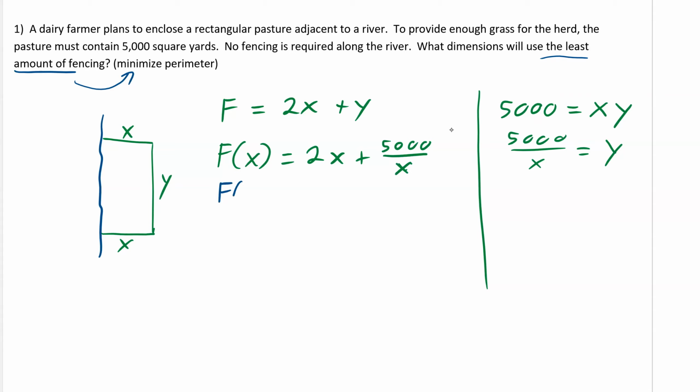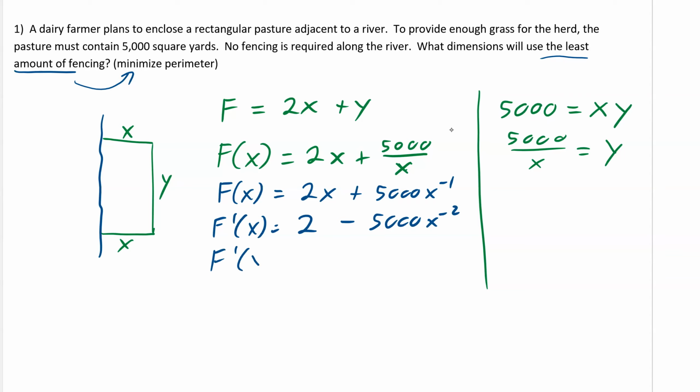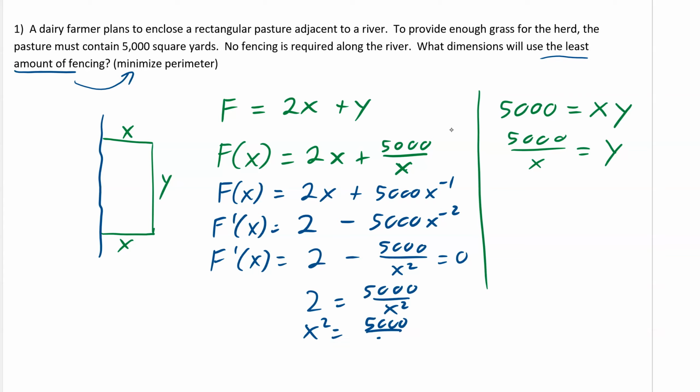So let's rewrite it. This is our fencing function that we're taking the derivative of. If we take the derivative and set it equal to 0, it'll give us what we need. So we have f prime of x equals 2 minus 5,000 over x squared. Now we can rewrite it, or we can just set it equal to 0 and solve, and I'm going to use that second one. So 2 equals 5,000 over x squared. A little cross multiplying, so we get 5,000 over 2, which is 2,500. If we square root both sides, we get x is equal to 50.